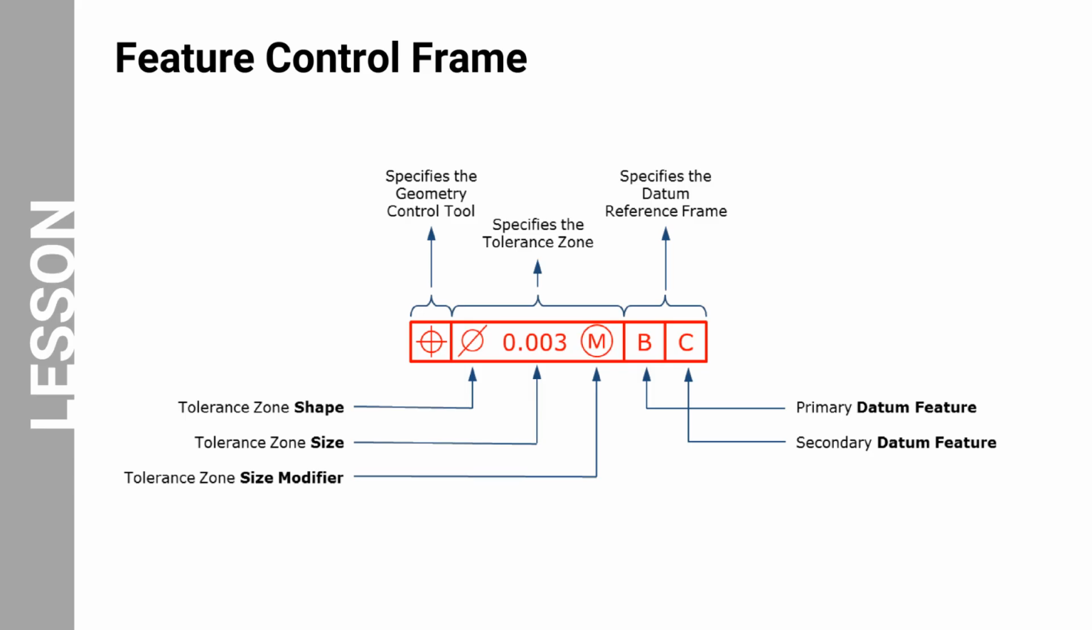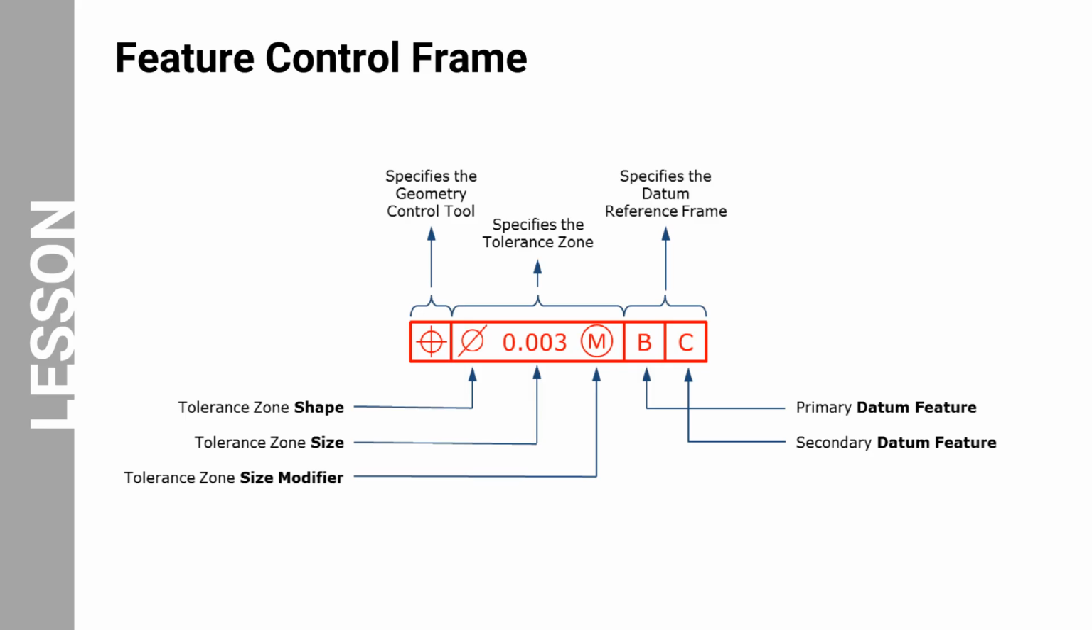The next box of the feature control frame specifies the tolerance zone. The first symbol denotes a diameter. The second number denotes the allowable tolerance. In this case, it is plus or minus 0.003 inch. This means that the hole can have a diameter between 0.997 inch and 1.003 inch and still meet engineering specifications.